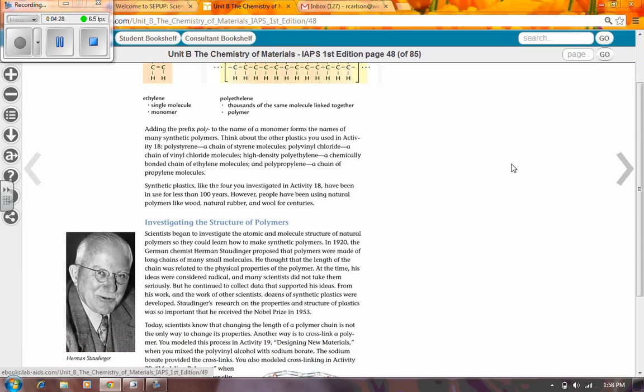Continuing on, synthetic plastics, like the four you invented in Activity 18, have been in use for less than 100 years. However, people have been using natural polymers like wood and natural rubber for centuries.